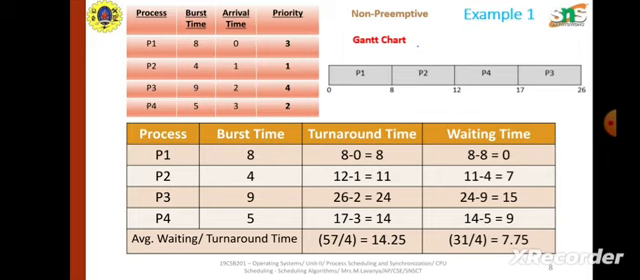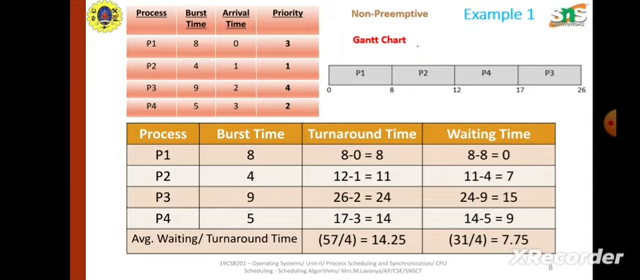P2 starts at 8 milliseconds. Its burst time is 4. 8 plus 4 equal to 12 is the completion time of process P2. Now P3 and P4 are the two processes remaining in the queue. Comparatively, P4 has a higher priority than P3. So P4 will be allocated for execution.